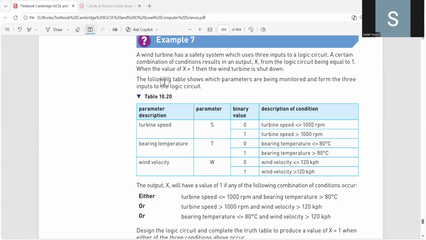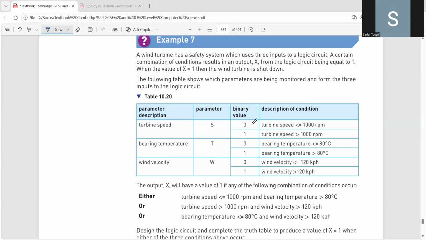So what is the difference? Actually, this question is now dealing with a few parameters. No worries at all. The parameters are turbine speed, represented as S. The second is your bearing temperature, which is represented as T. And lastly, it is wind velocity, that is represented as W. And you can see there is one change here, and the change is it is showing the two values. What is it?